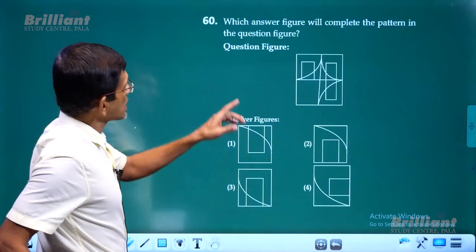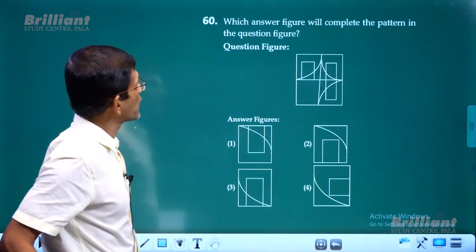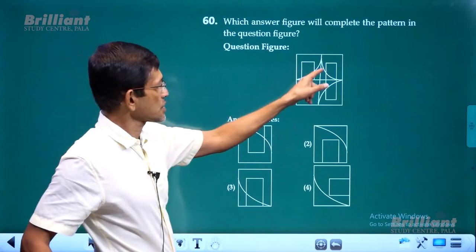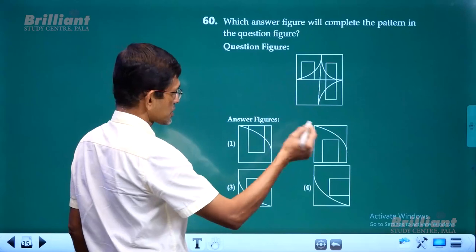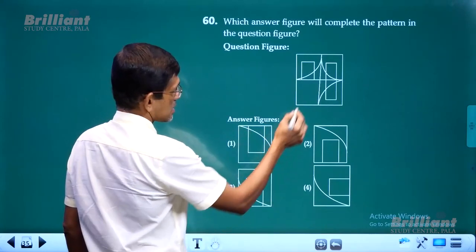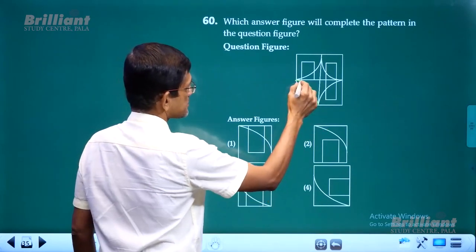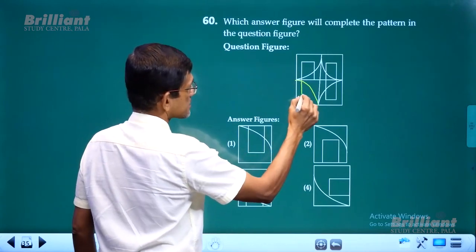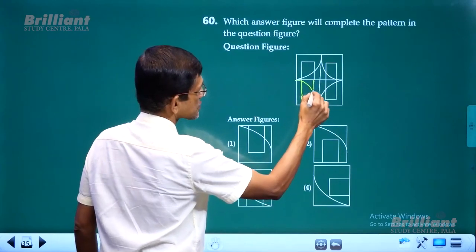Number 60. Which answer figure will complete the pattern in the question figure? So this is the question figure, and this part is missing. So which is that part? Look at this. The first one, this is a shape, right? So this is the shape we are looking for.